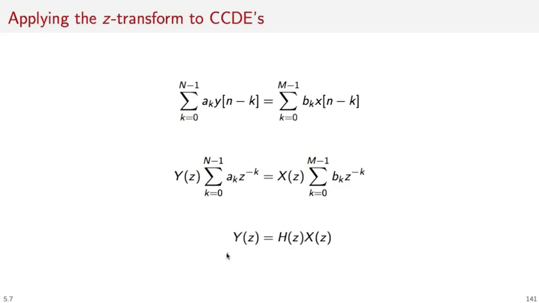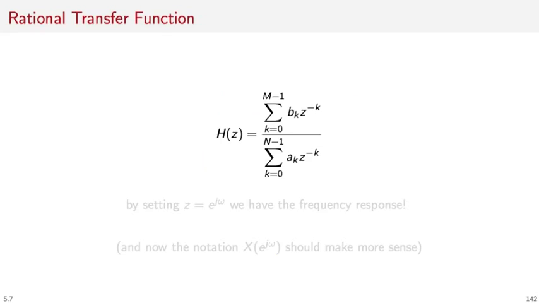The z-transform of the output is equal to the z-transform of the input times a function H(z), and this function is defined as follows. It is a ratio of two polynomials in z to the minus 1, where the coefficients of the polynomials are the coefficients that appear in the CCDE. In particular, in the numerator you have the coefficients b_k that weigh the input samples in the CCDE, whereas for the denominator you have the coefficients a_k that weigh the output samples in the CCDE.